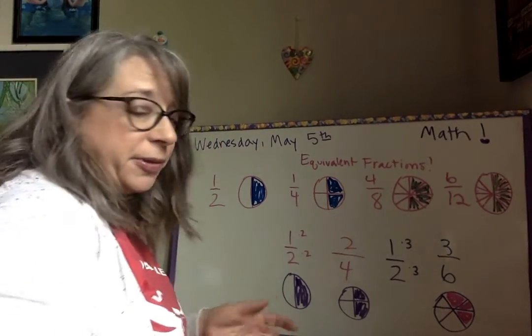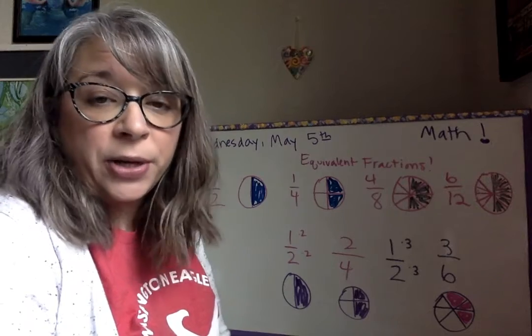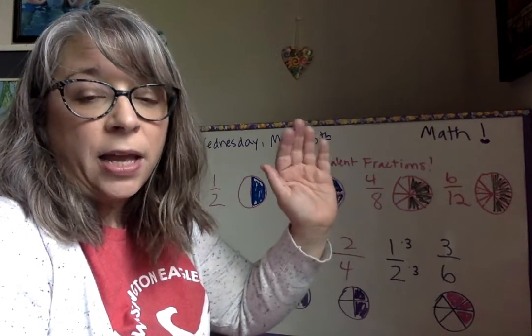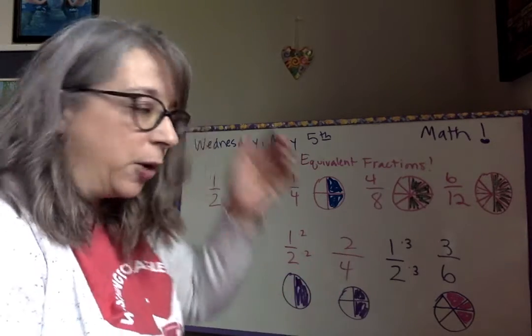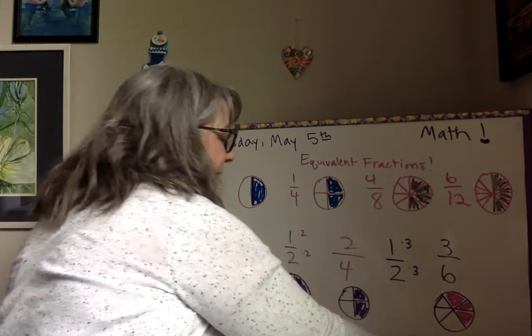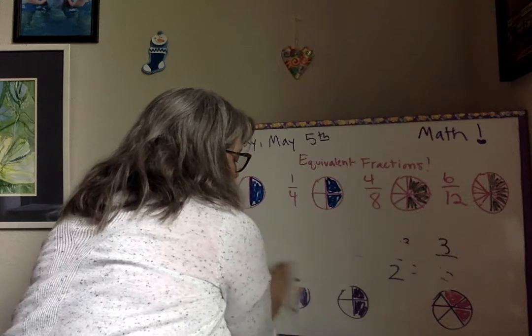Can we do times 4? Yeah, you can do any number as long as you multiply the top number, the numerator, and the denominator by the same number. It will always be equivalent. And it doesn't have to be a half. It can be any number. So let's try another one.